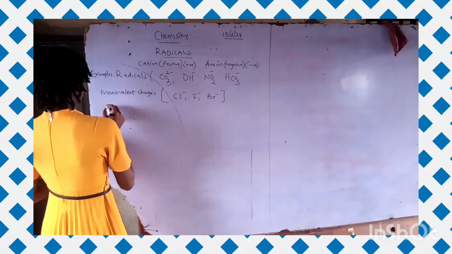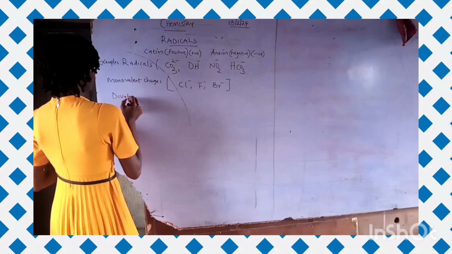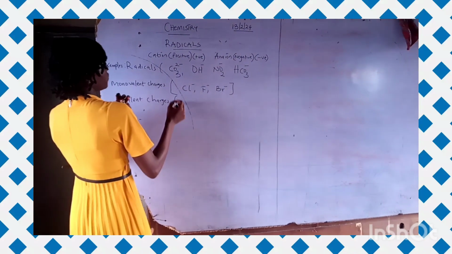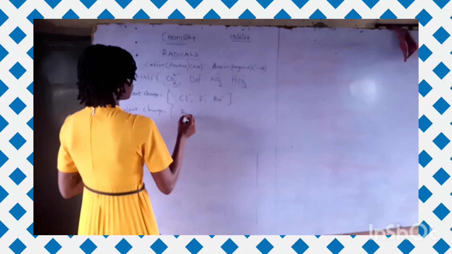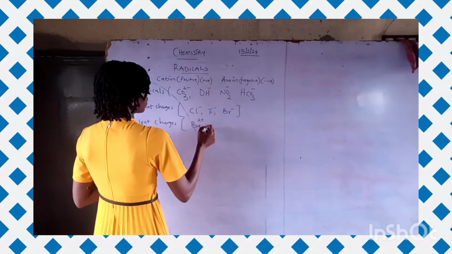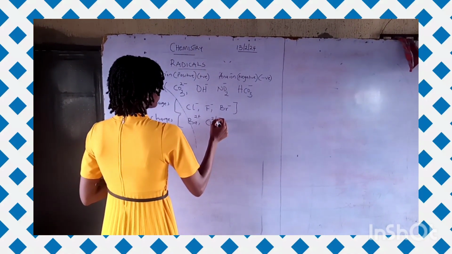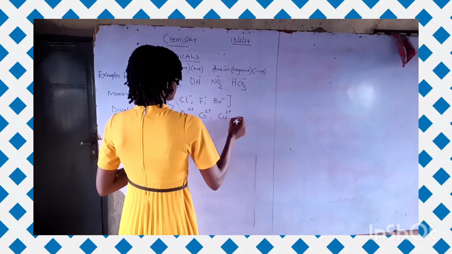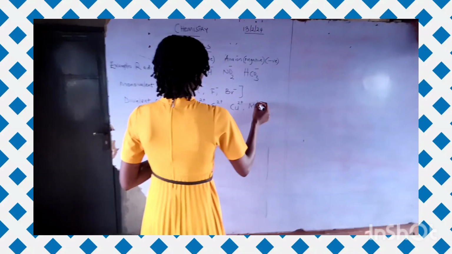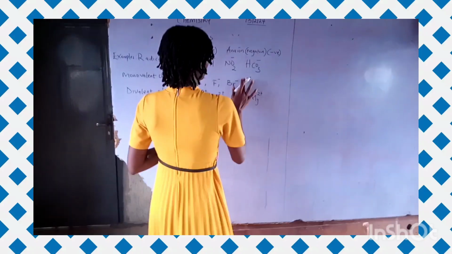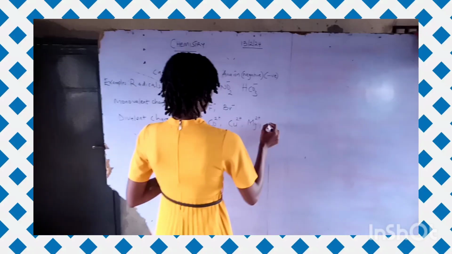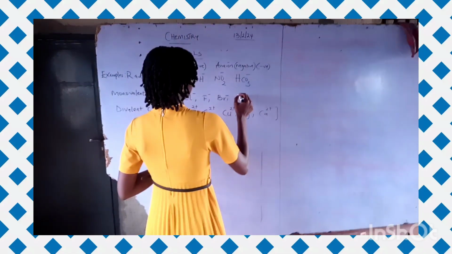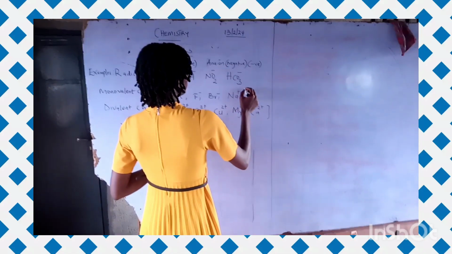Then we have the divalent charges, that's having two charges. We have barium 2 plus, cobalt 2 plus, copper 2 plus, magnesium 2 plus, calcium 2 plus, etc. And also let me add a positive one: we have sodium plus.